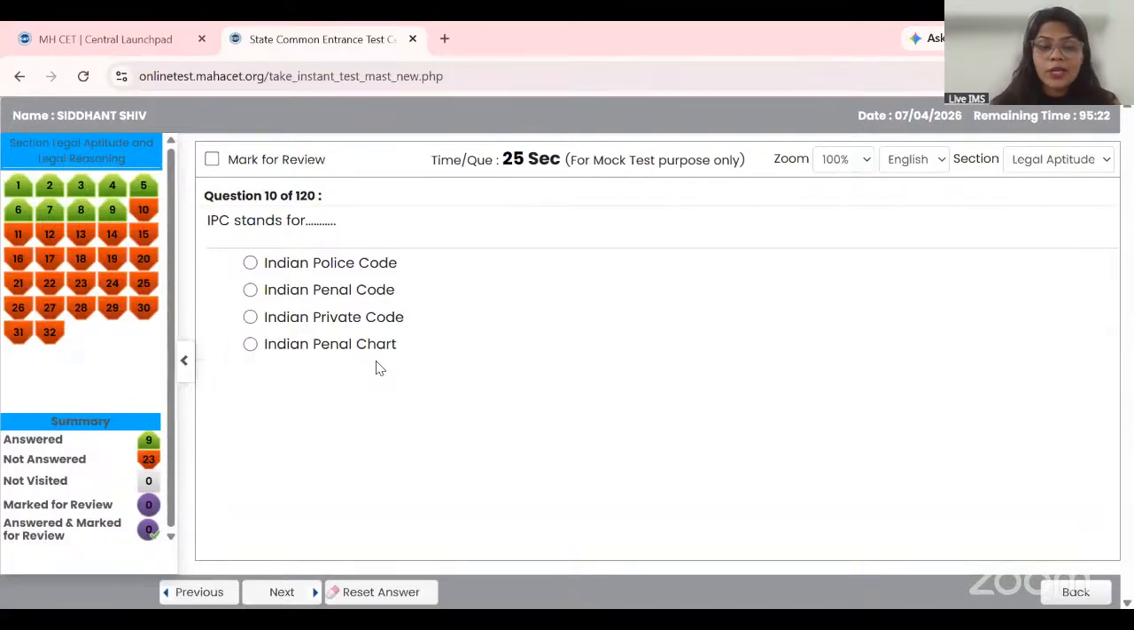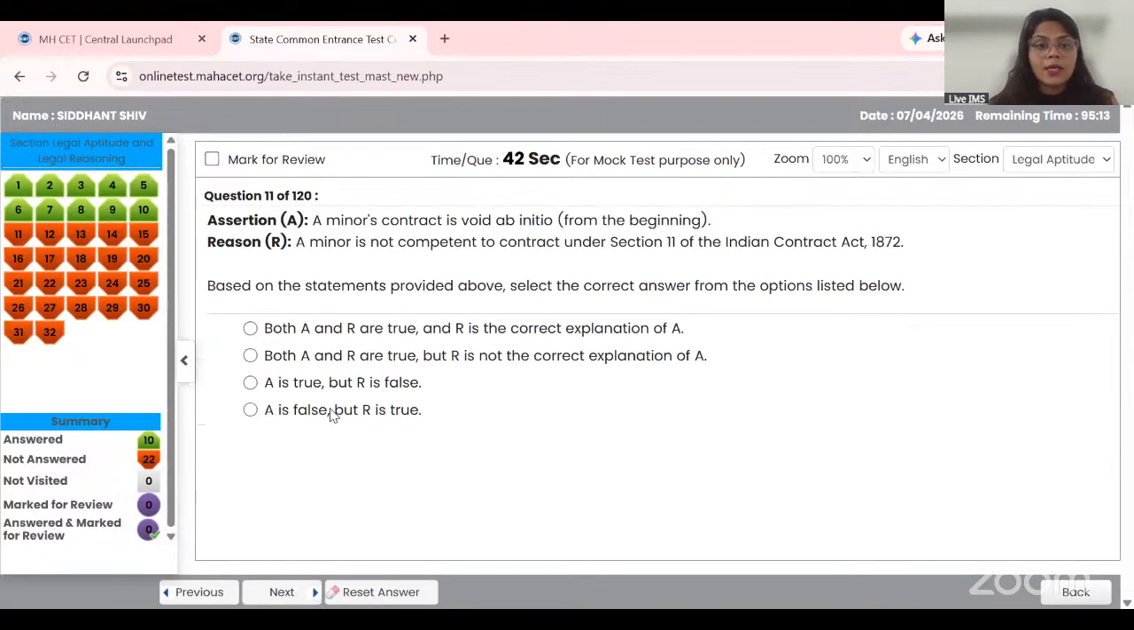So if you have such kind of option, then that is going to be your correct answer. But here we don't have that. So our correct answer is going to be Indian Penal Code, right? Next. So now this is a question of assertion reasoning.